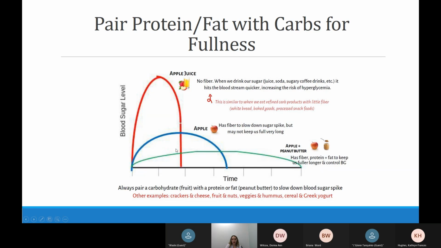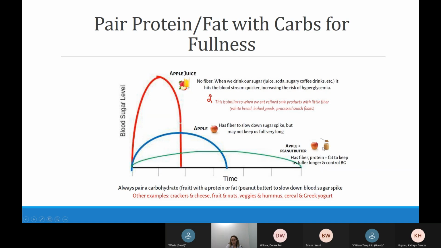So instead, it's better to have this fiber or protein or healthy fat, because it's going to take that sugar. Now it's going to enter the bloodstream more slowly, right? So it makes us feel fuller longer. But an apple's not really going to do all of that work, as you can see.